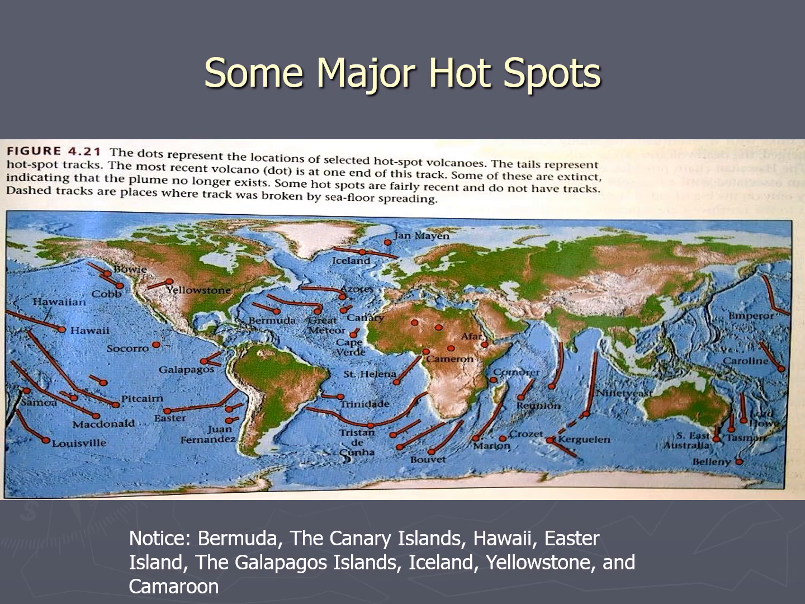So this is a map of some of the major hotspots on the planet. Those are shown in the dots. Some are alive, like Yellowstone, Hawaii, and Galapagos. Some are dead, like Bermuda. Notice there's 5 in Africa. There's 1 in North America that we know of.